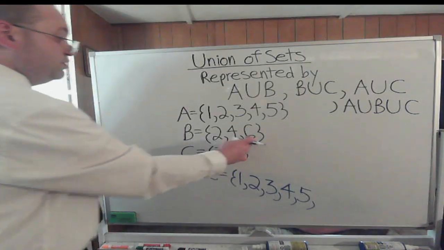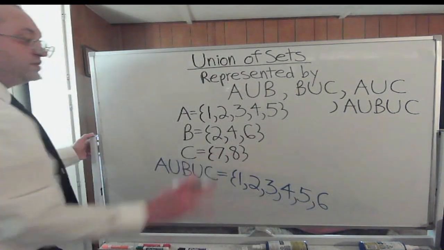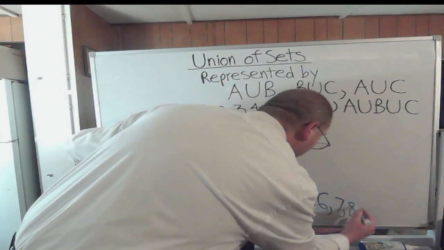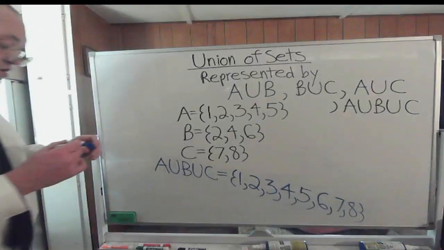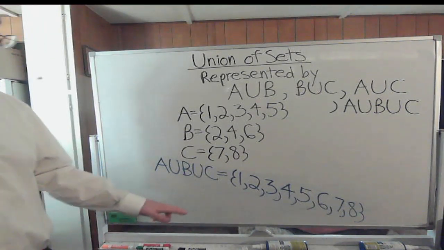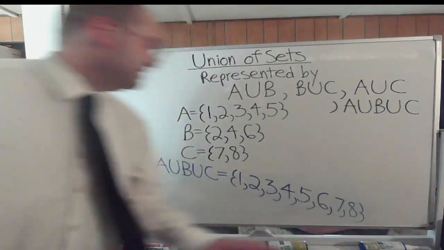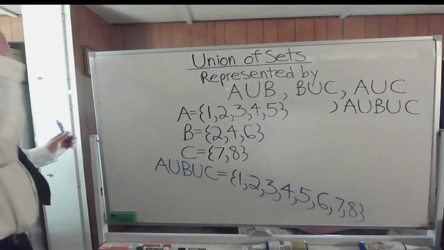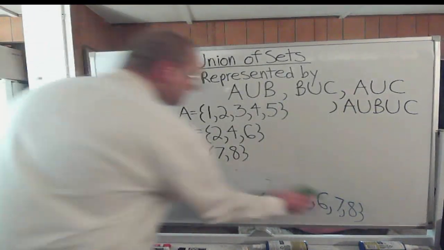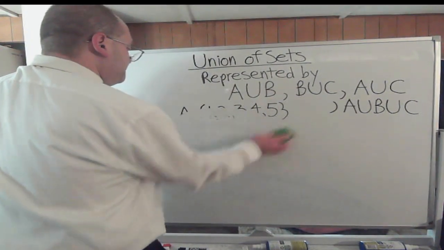You have 6 only in B, but you'll have that in the united set. And then 7 and 8 both only occur in C, but they're members of the whole united set. So the result of set A in union with set B in union with set C is going to be the set of 1, 2, 3, 4, 5, 6, 7, and 8. That would be the union. So all you're going to do is combine sets together. Pretty simple for a union.